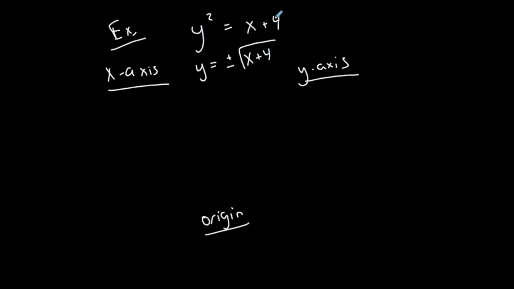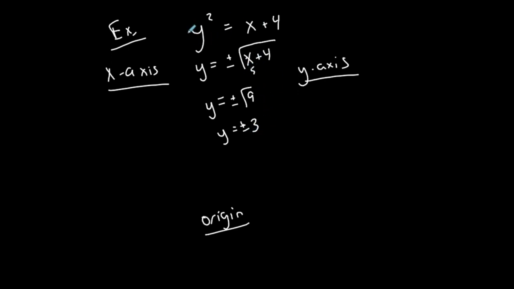Now, what I want you to notice is that if I plug in a number here, let's say I plug in 5. When x is 5, just to show you, I get 5 plus 4, or 9. I get plus or minus the square root, and I get y is equal to plus or minus 3. I get two outcomes for y. I plugged in one number for x, 5, and got two numbers for y.